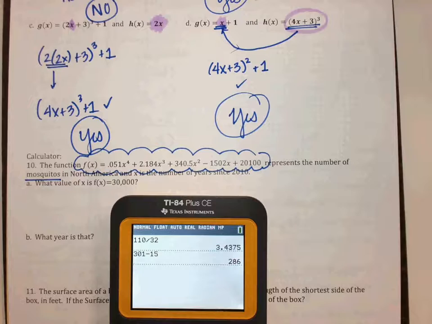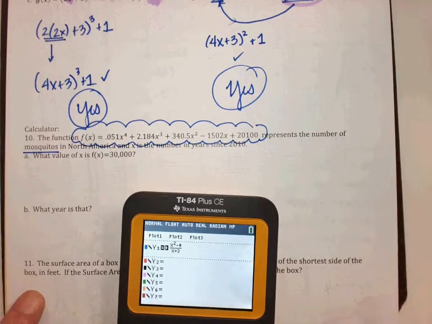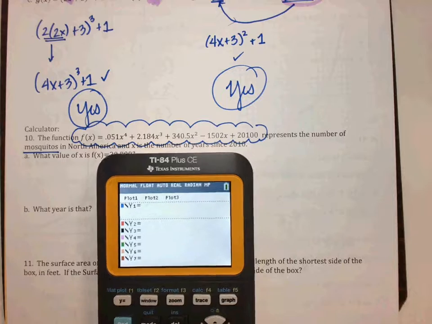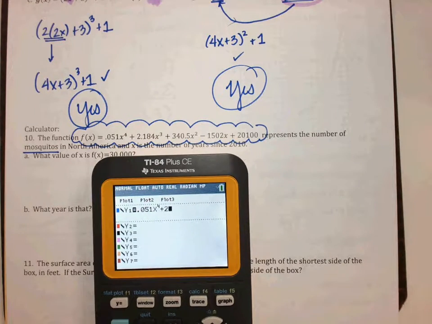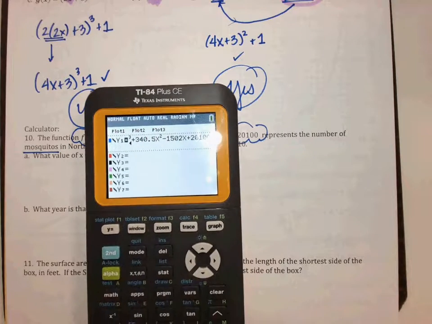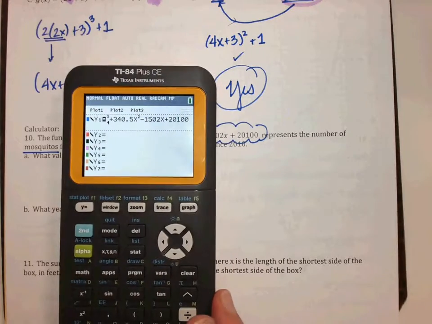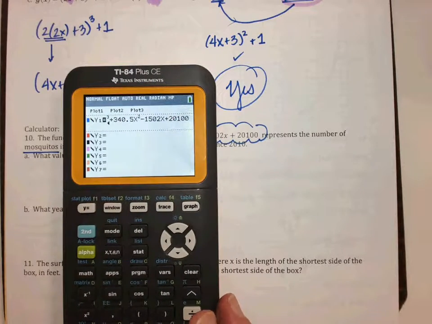Where would I type it into? Y equals, so you can just watch or type it in on yours. Okay, so I need 0.051 x to the 4th plus 2.184 x to the 3rd plus 340.5 x squared minus 1502x plus 20,100. Okay, and I will warn you, the one on your test like this is just really long for no reason. Okay, but then how many mosquitoes do I want?